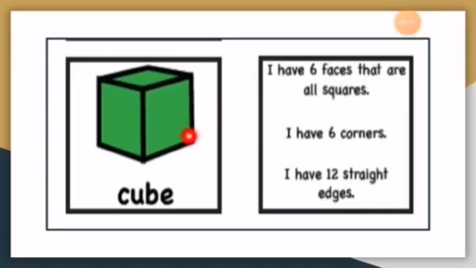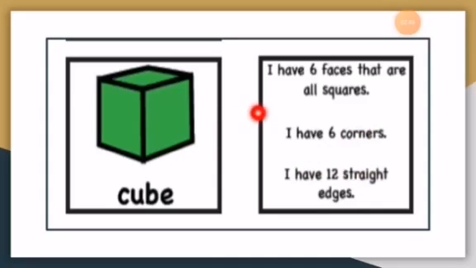Now look at this one shape. What is the name of this one shape? Very good. Cube. And cube is a 3D shape. Let's read the properties. I have 6 faces that are all square. Look at the faces of the cube. All the faces are square. I have 6 corners. I have 12 straight edges.